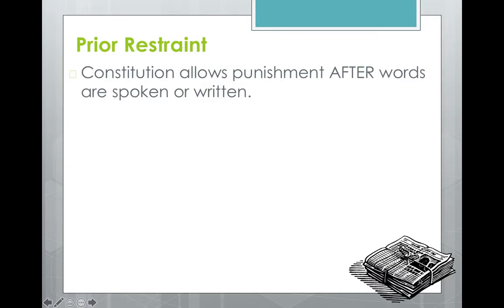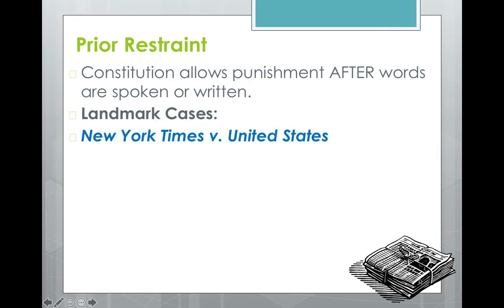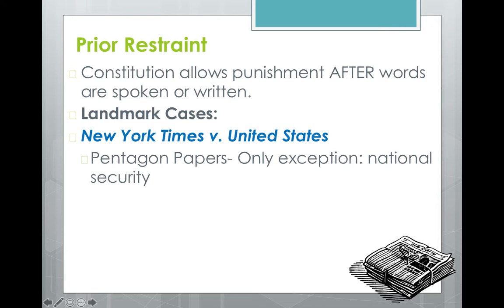Prior restraint. The Constitution allows punishment after words are spoken or written. So if there is a speech that somebody gives and then it's proven that somebody was inspired by that speech to do something illegal, then the person who gave the speech can get in trouble. A landmark case on this would be New York Times versus the United States, the Pentagon Papers, with the only exception being national security. Under national security, the Pentagon Papers were ruled that they didn't threaten national security.